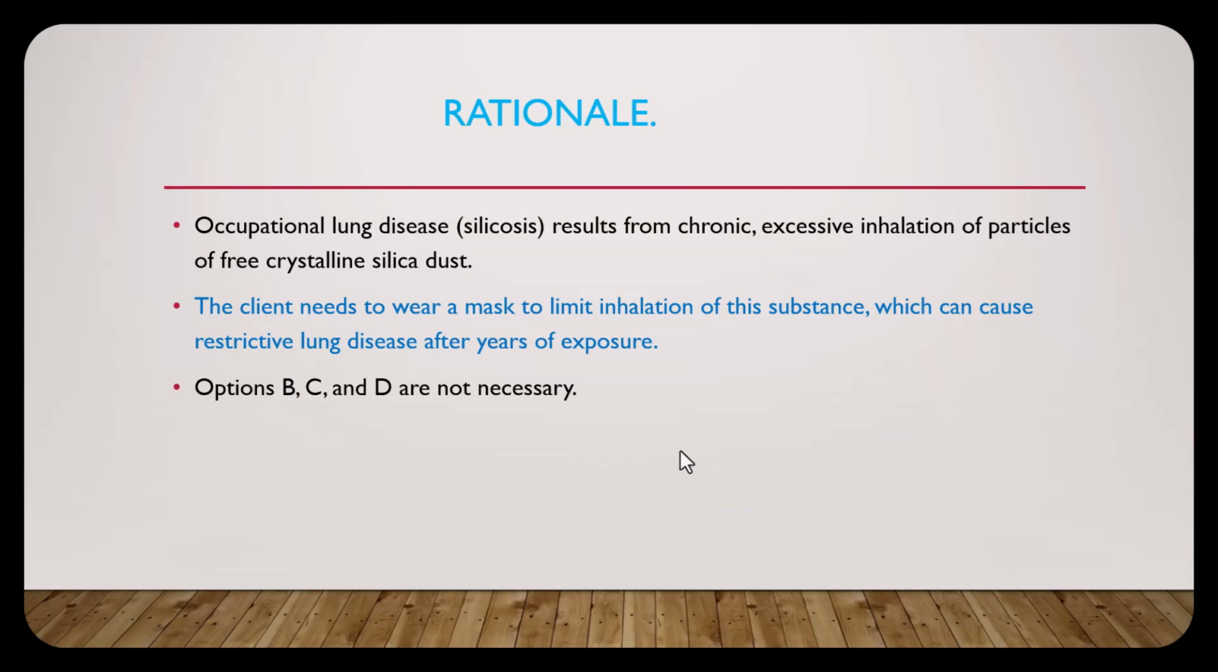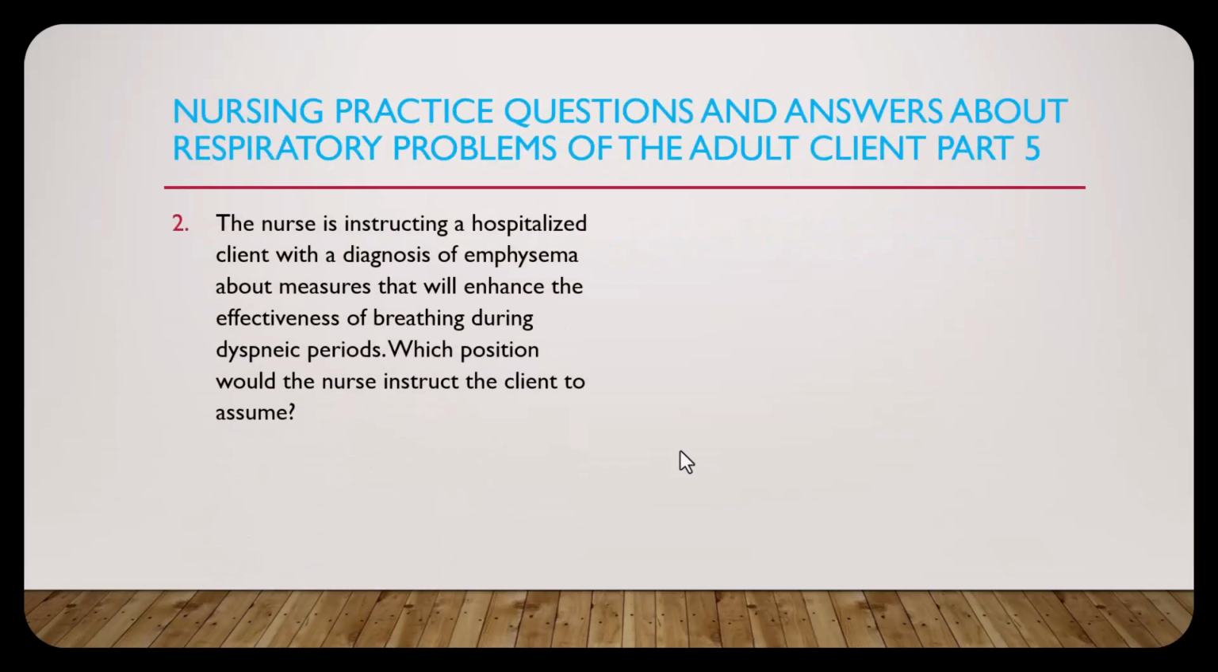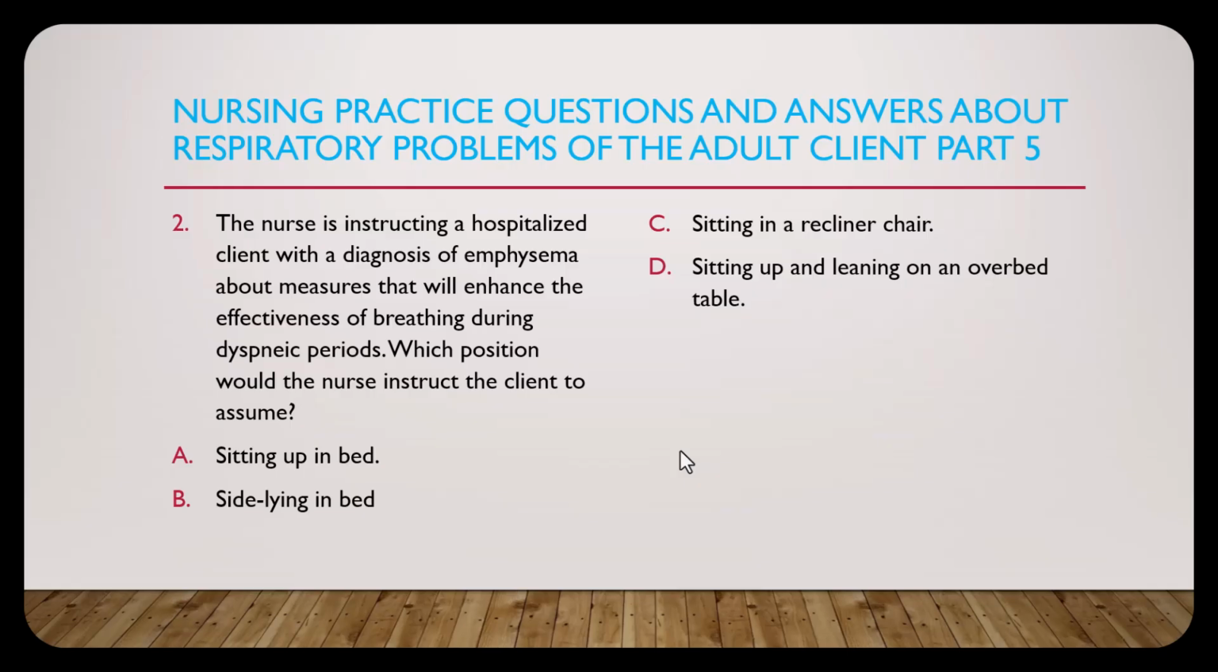Now let's move to the second question. The nurse is instructing a hospitalized client with a diagnosis of emphysema about measures that will enhance the effectiveness of breathing during dyspneic periods. Which position will the nurse instruct the client to assume? So these are the options. Option A, sitting up in bed. Option B, side lying in bed. Option C, sitting in a recliner chair. Option D, sitting up and leaning on an overbed table.